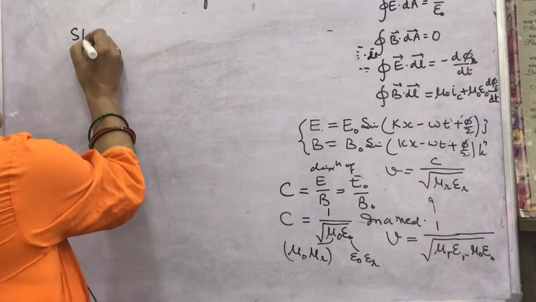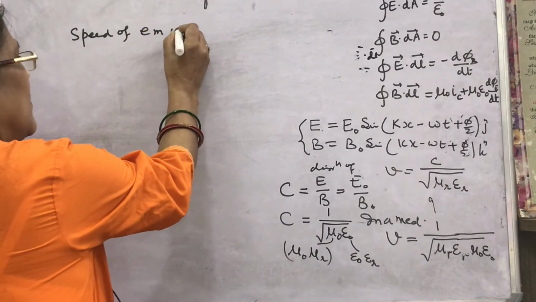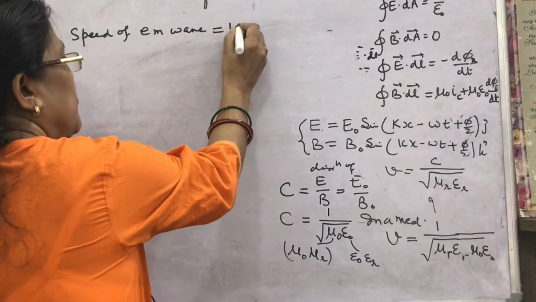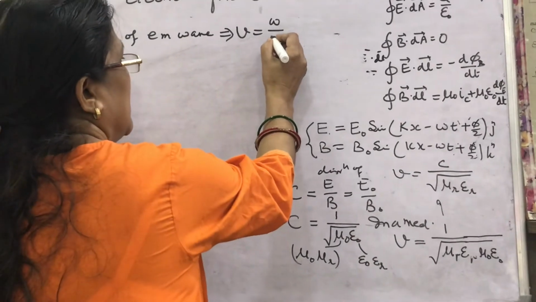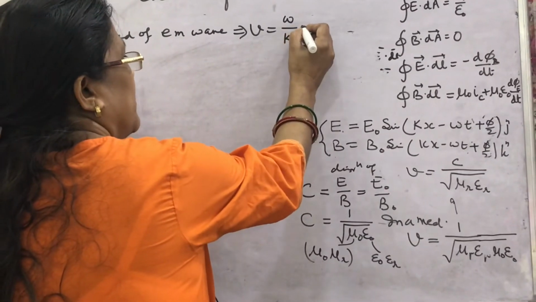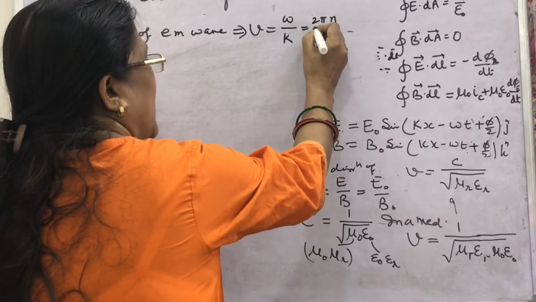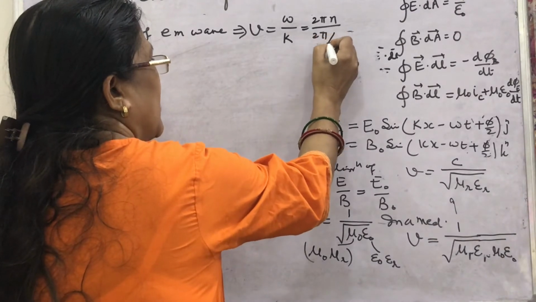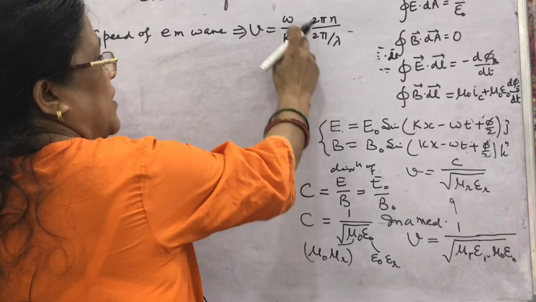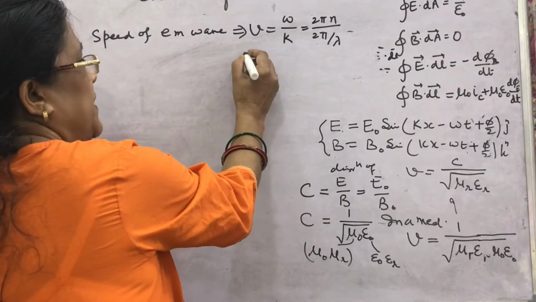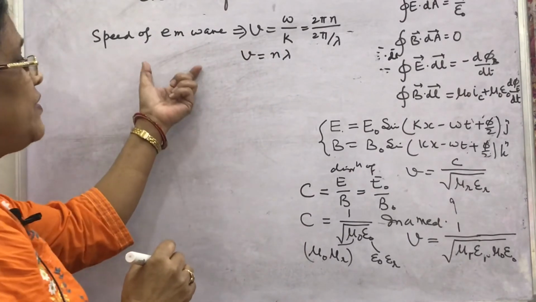Then the speed of EM waves, or any progressive wave, is given by v equal to omega by k. This omega is 2 pi n and k is 2 pi upon lambda. What is omega? Angular frequency. I told you these k and omega relations earlier. Then what will be v? Speed equals frequency times lambda. This is the speed of the EM wave.